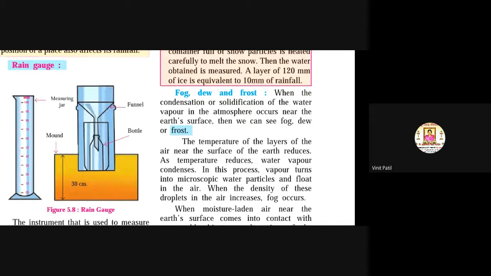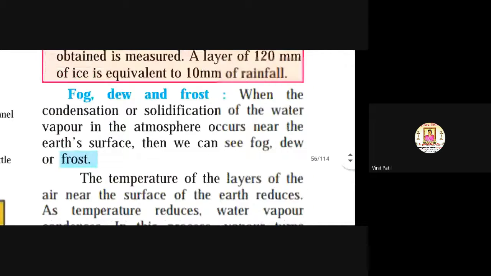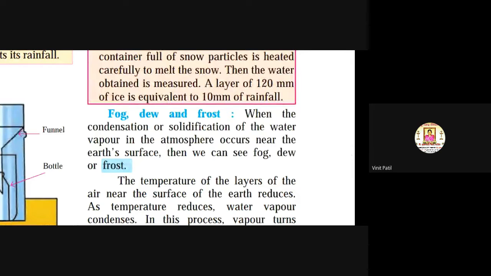So see here, when the condensation or solidification of water vapor in the atmosphere occurs near the earth's surface, then we can see fog, dew or frost. Okay guys, so basically we know that clouds are formed because of the condensation of water vapors at higher altitude, किंवा सॉलिडिफिकेशन ऑफ वॉटर वेपर्स ॲट हायर अल्टिट्यूड.